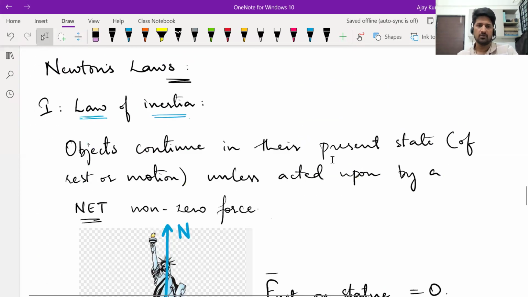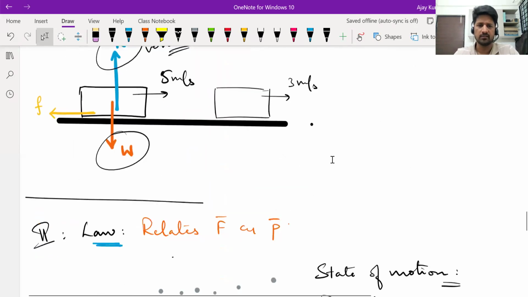Then we discussed Newton's first law, which is the law of inertia, which basically states that an object's state of rest or motion can be disturbed only if a net non-zero force acts on it. The state of rest or motion will be disturbed if a net non-zero force acts on it. And the reverse: if a net non-zero force acts on a system, its state of rest or motion should get disturbed, compulsorily. We discussed some examples of that.